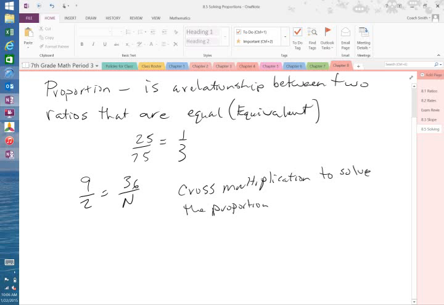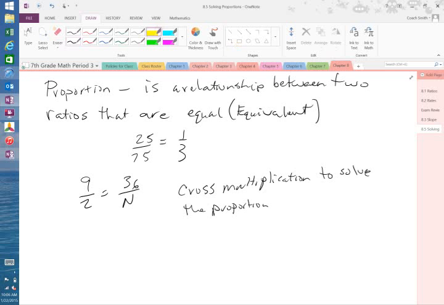We're not saying that 2 goes into 2 once, cancel it out, 2 into 36 goes 18 times, I'm canceling it out. We're not saying that. We're saying cross-multiplication. So when we're talking about cross-multiplication, we take the bottom number of the first ratio and multiply it times the top number of the second ratio. And then we take the bottom number of the second ratio and multiply it times the top number of the first ratio. So what it looks like is this: 9 times n is equal to 2 times 36.